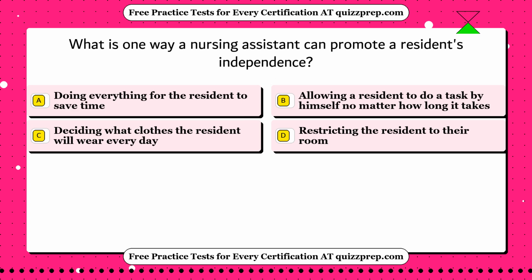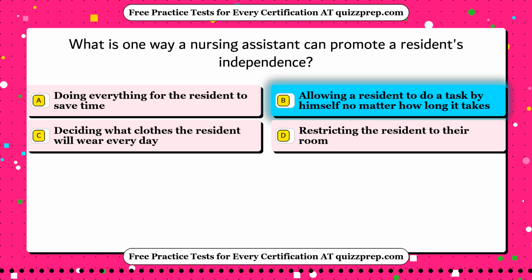Question 44. What is one way a nursing assistant can promote a resident's independence? Option A, doing everything for the resident to save time. Option B, allowing a resident to do a task by himself no matter how long it takes. Option C, deciding what clothes the resident will wear every day. Option D, restricting the resident to their room.